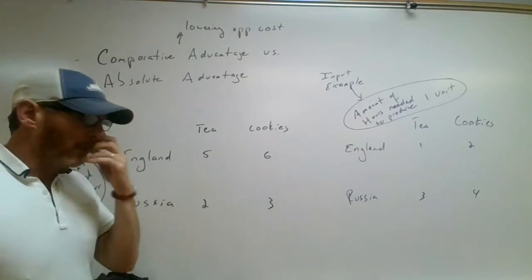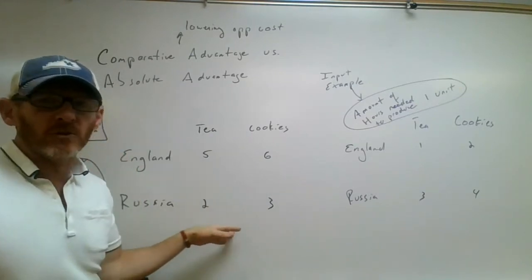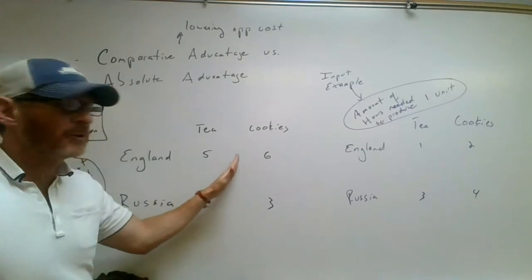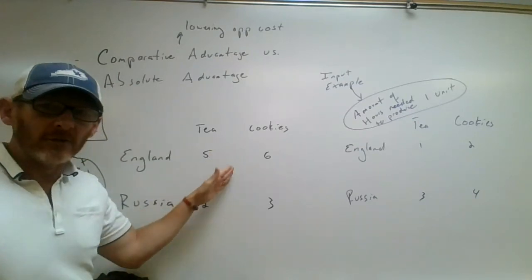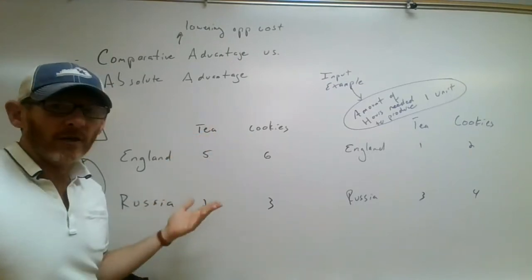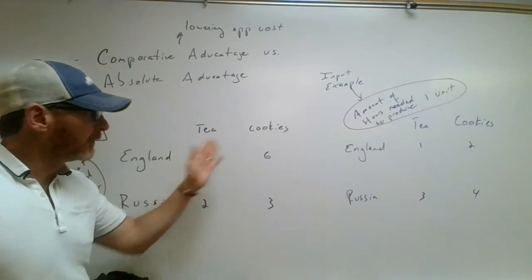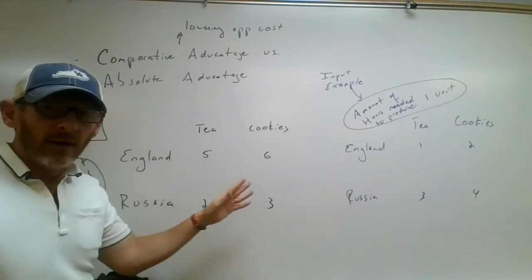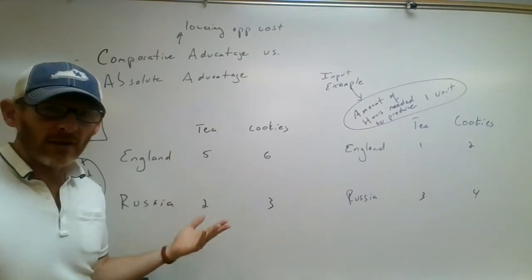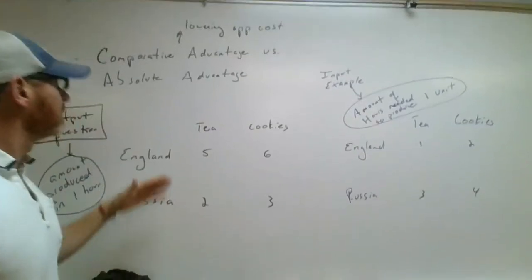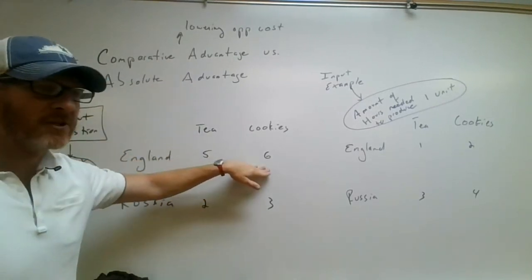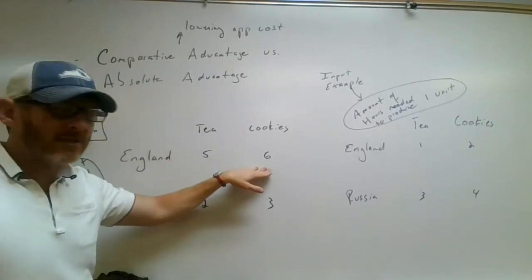Because what we're going to see, and what the other videos will show, is that by figuring out who actually has the lowest opportunity cost, that country will specialize in whichever good, tea or cookies, they have the lowest opportunity cost. And the other country will specialize in the other good. And that will allow these countries to trade. That will allow these countries to specialize, okay? And that is the basis of comparative advantage. And again, they have absolute advantage in both tea and cookies, but that doesn't mean they can't trade.